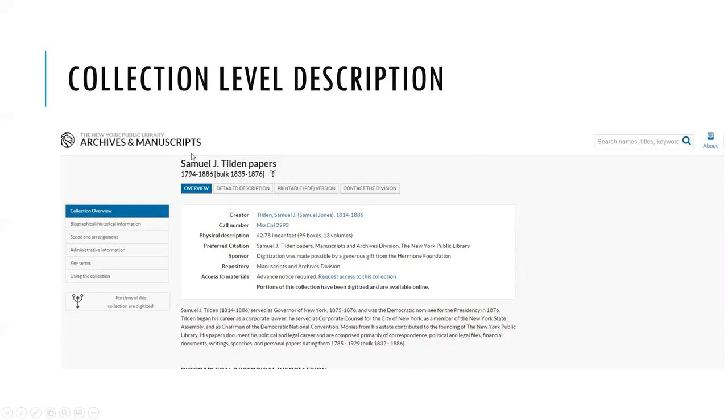So really vague information. You kind of have a general idea of what's in the collection, but just based on this information, if you're looking for something specific, then it's really going to be difficult for you to tell where that information might be located.